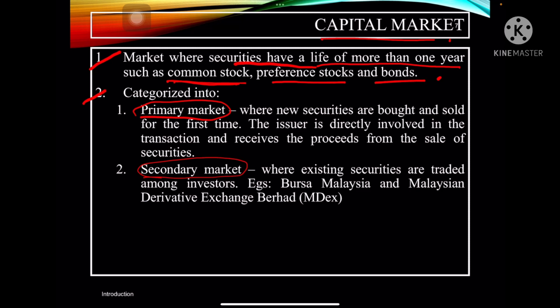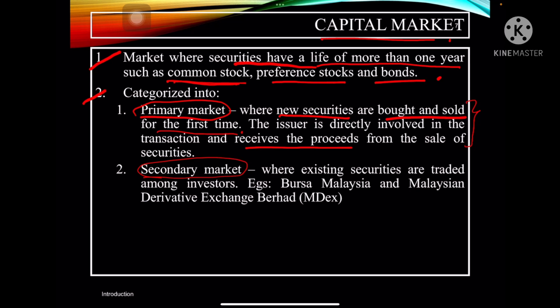So what is the primary market? The primary market is where new securities or new shares are bought and sold for the first time. The issuer is directly involved in the transaction and receives the proceeds from the sale of the securities. For example, Ayam Sendang Berhad would like to convert their company to Berhad, so they sell their shares for the first time.